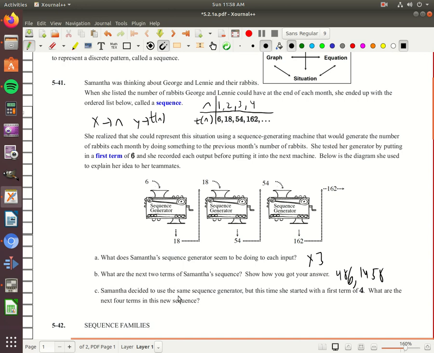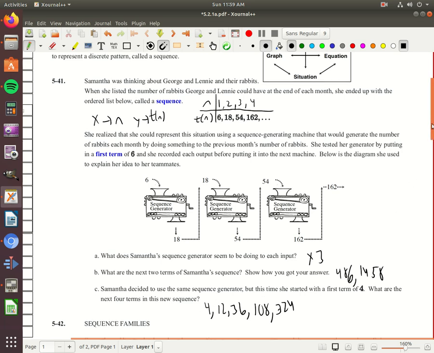Samantha decided to use the same sequence generator, but this time she started with the first term of 4. So what are the next 4 terms? Well, 4 times 3 is 12, 12 times 3 is 36, 36 times 3 is 108, and 108 times 3 is 324. So again, I just started multiplying by 3.